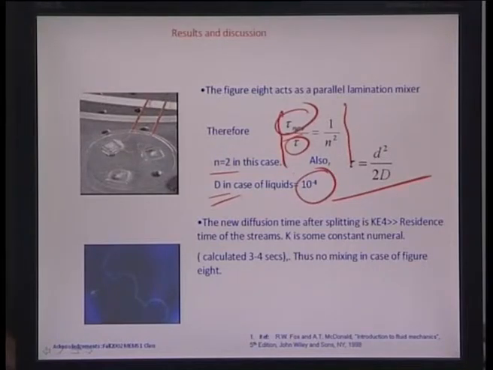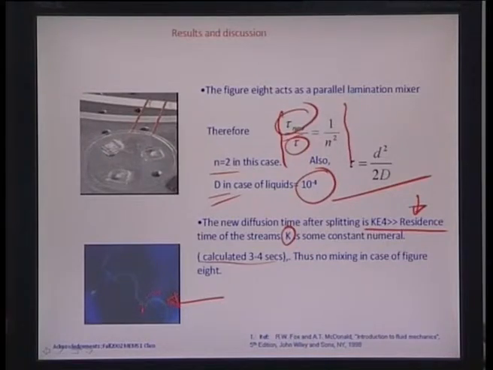So if you see here, this kind of illustrates how these fluorescent dyes would behave with water. You can see there is some portion of the dye, a stream of dye, which actually goes in here in the second illustration, and similarly we find that there is a component of water which goes in this second illustration here. The new diffusion time after splitting is about some numerical constant k times about 10 to the power of 4 seconds. Okay. In this particular case it is much greater than the residence time of the two streams.